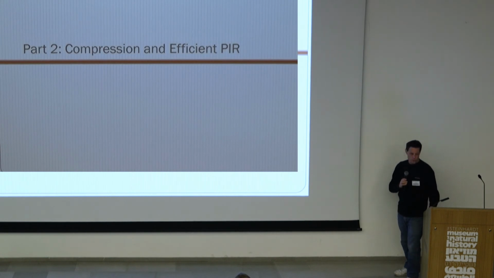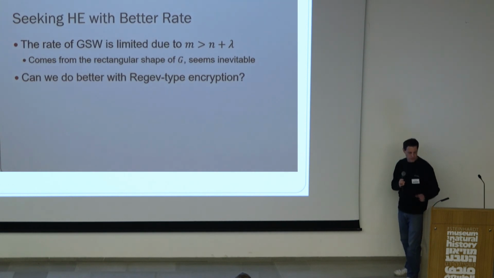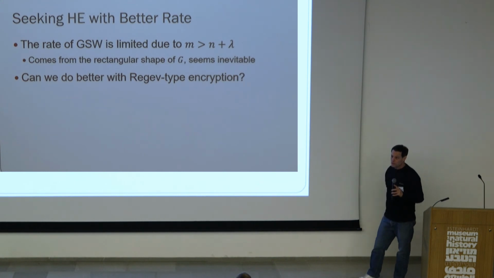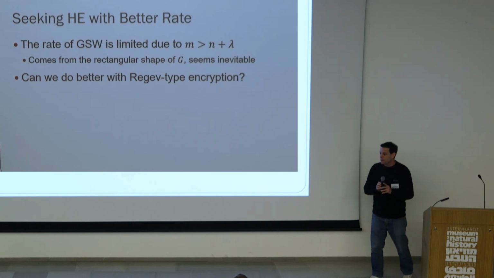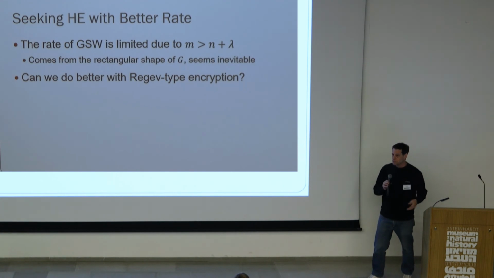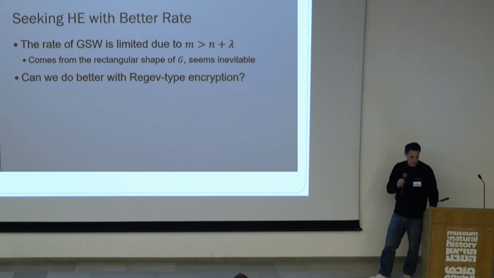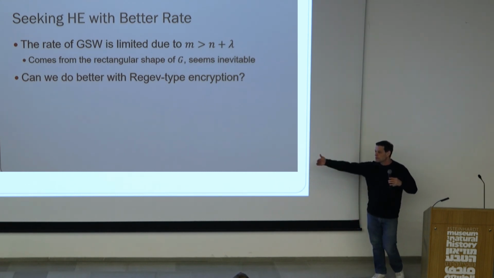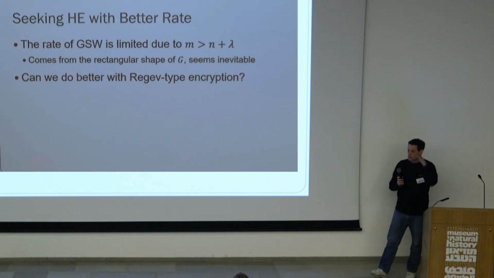So the other one is compression and efficient private information retrieval. The starting point of this is, well, we optimized a little bit the GSW encryption of a matrix, but we didn't get too far. There's still a big gap between the amount of information that you process and the size of your ciphertext, and the question is, can you do better? And with GSW, the answer is sort of no, just because your G matrices have to be reasonably wide and short.